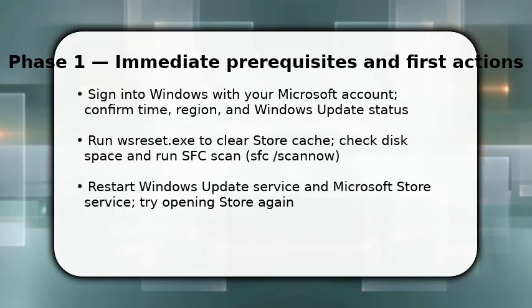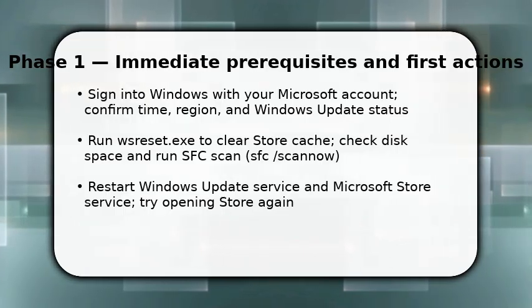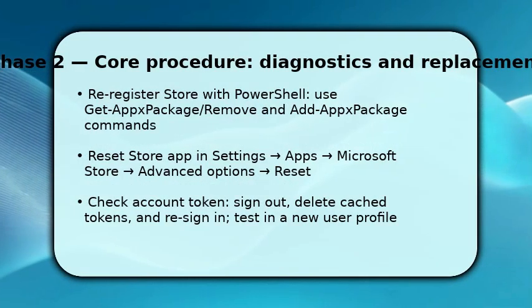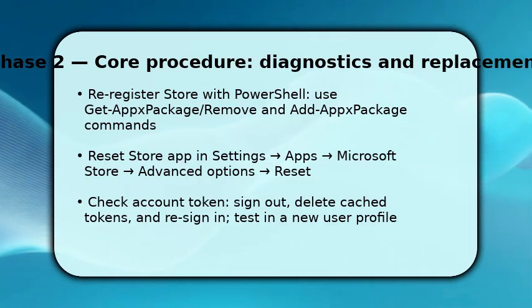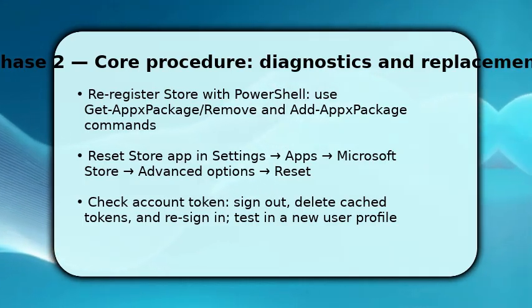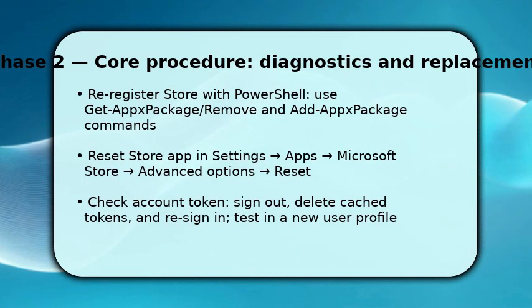Now you move to advanced fixes that reinitialize the store app. First, reset the app from settings. If that fails, re-register Microsoft Store via an elevated PowerShell using Get-AppxPackage and Add-AppxPackage to reinstall packages. Once complete, sign out of your Microsoft account, remove cached tokens, and sign back in to refresh credentials.